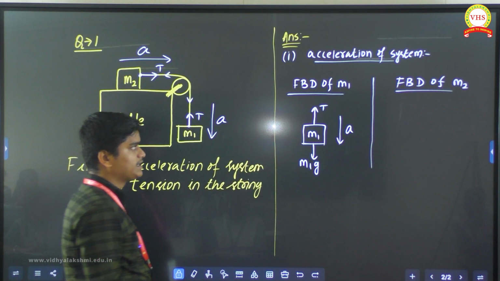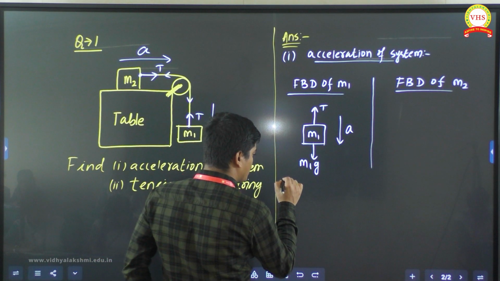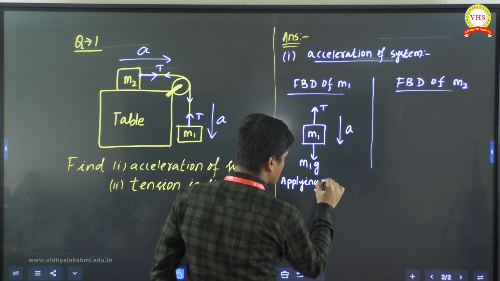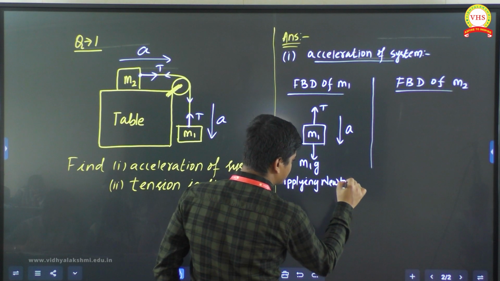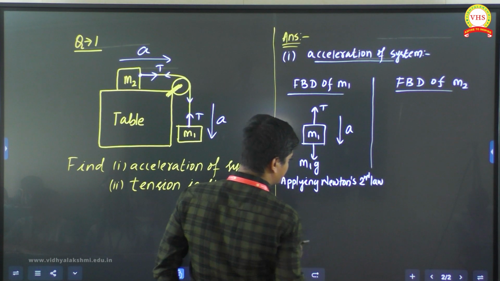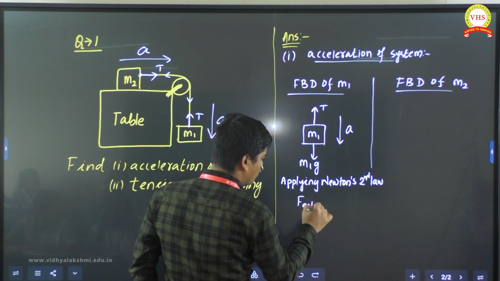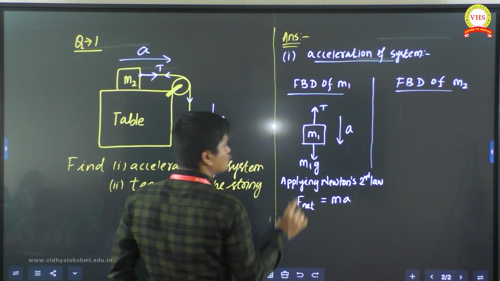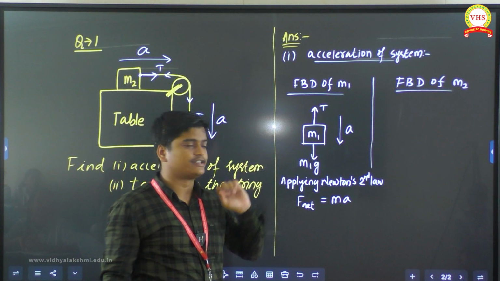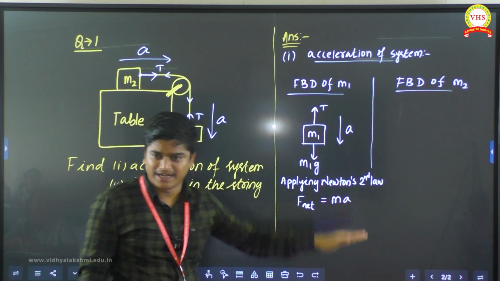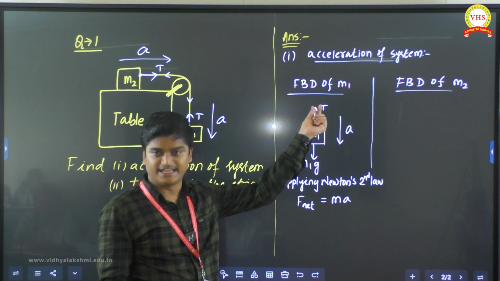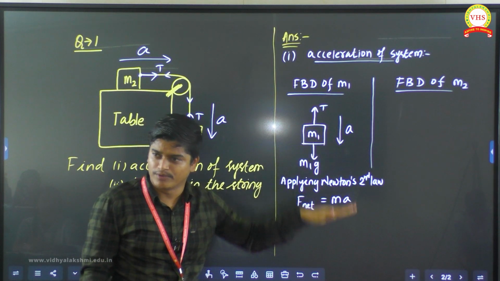Now in this free body diagram, if you apply Newton's second law, what can I write? F net equals Ma. So what is the net force here? See, the object is moving downward, M1g downward. That means M1g is greater than T. That's why this total system is moving downward.